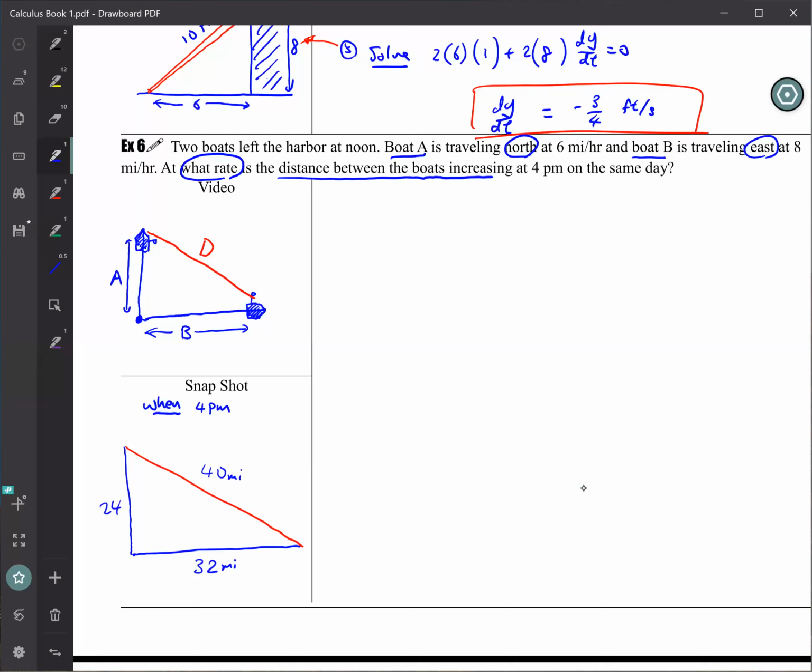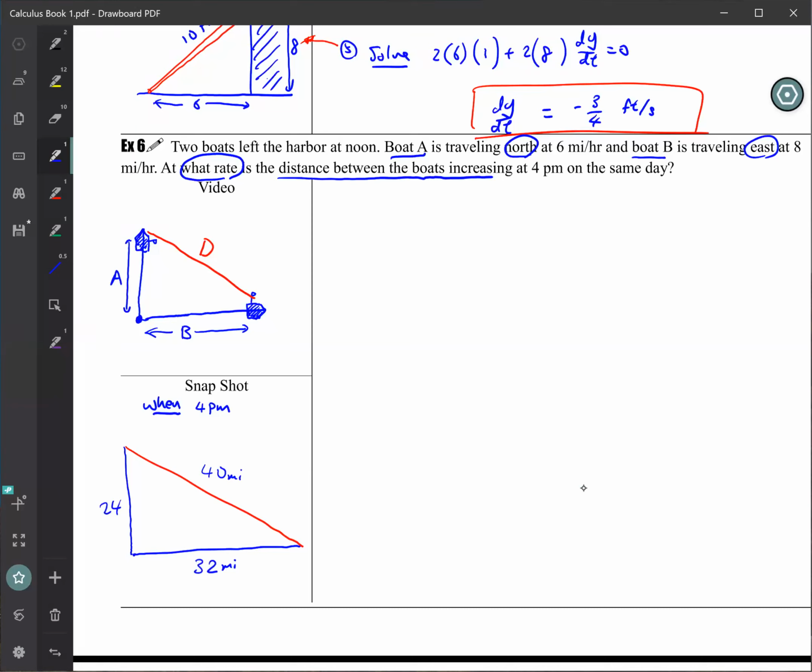40 miles divided by 4 hours. Because you already have the distance between the two boats at 4 p.m., right? And you know that they traveled 4 hours already. So can you not just do 40 divided by 4 to get like 10 miles an hour, and that's the rate? Yeah, you could do it like that.